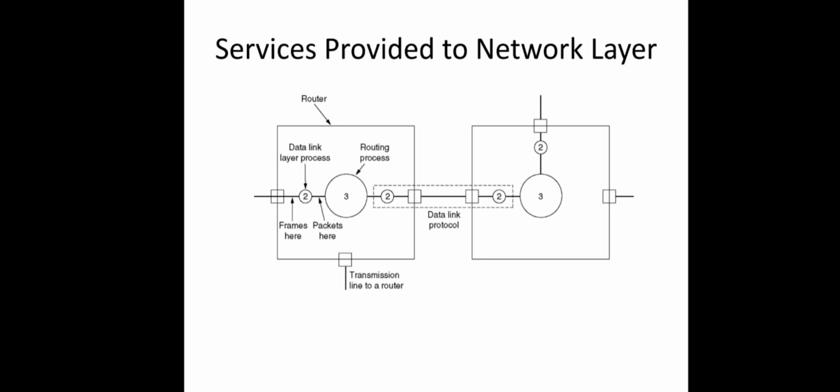So in this session, we have seen the services provided by the data link layer to the network layer, and other functionalities like error control, flow control, we will see in the later sessions.